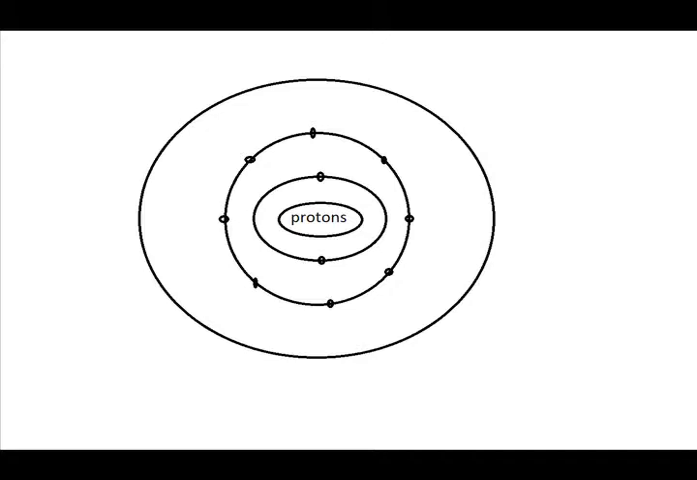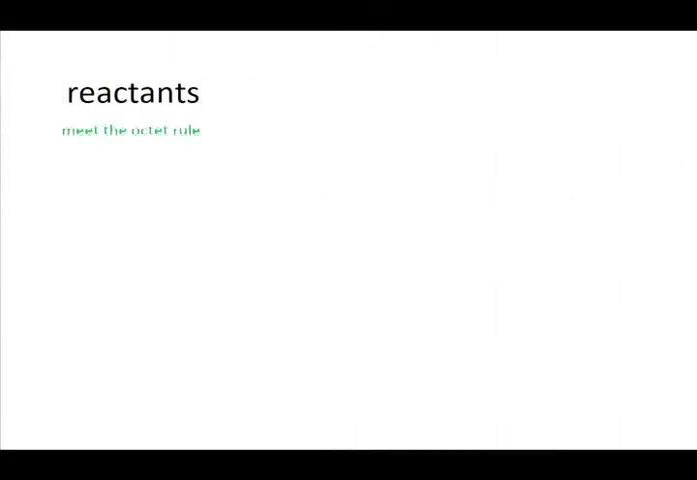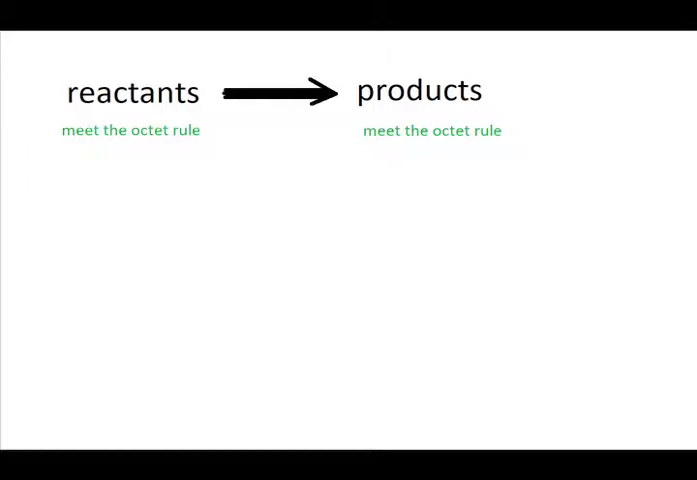The energy levels have to be either full or empty. This is the octet rule. During a chemical reaction, the reactants meet the octet rule and the products meet the octet rule. This is not the octet guidelines. This is the octet rule.